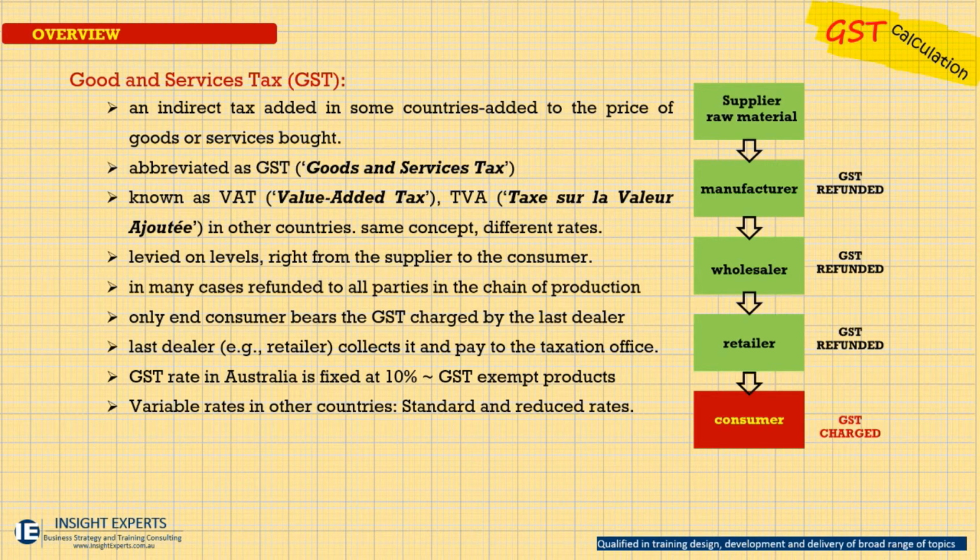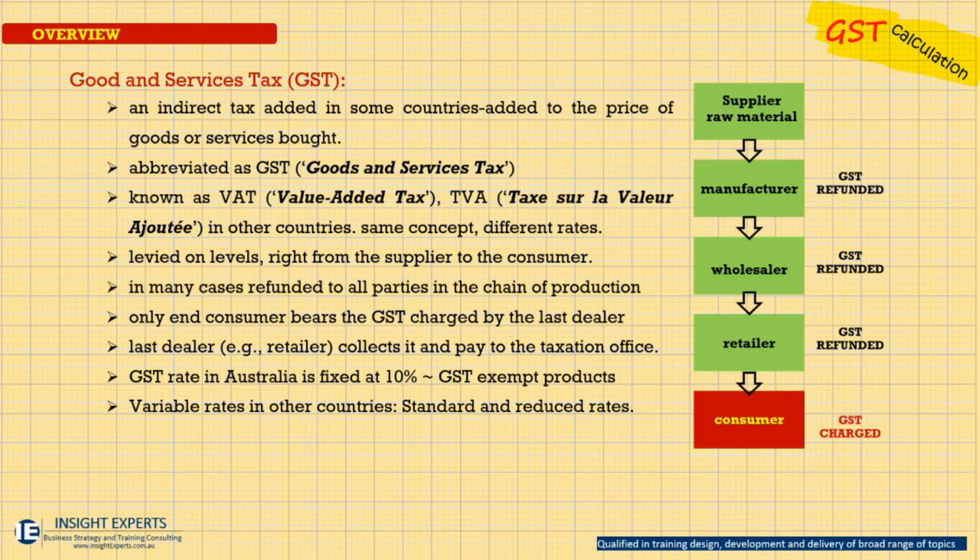Now, the GST rate in Australia is fixed at exactly 10%, and it is actually one of the lowest around the world. However, most basic foods, education courses, medical health care products and services are GST free. Now, when it comes to other countries, the GST is variable. You've also got the standard and reduced rates. Some of the GST rates around the world: Singapore 7%, UK 20%, India, one of the highest in the world, is 28%, and Greece 23%.